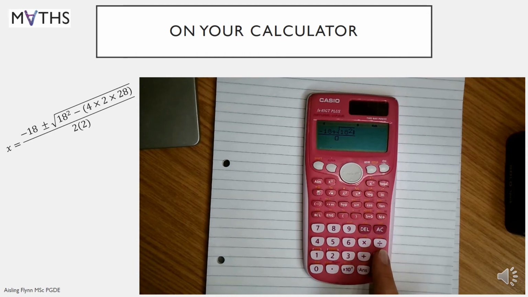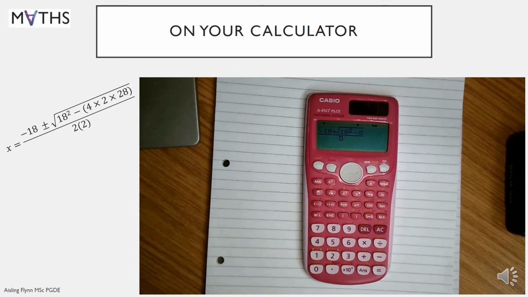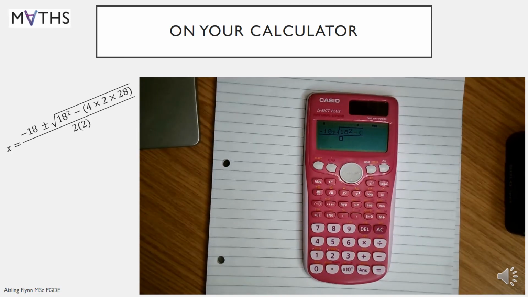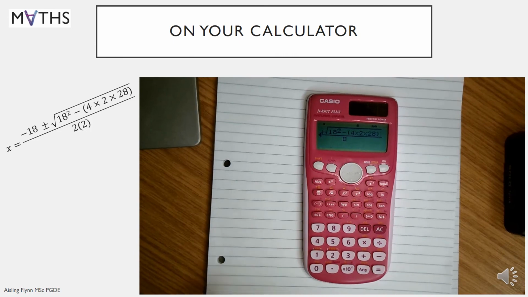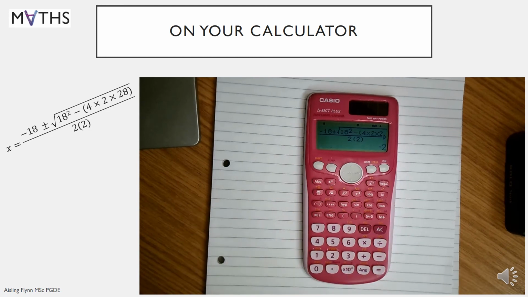Okay, subtract. Now sometimes we have a negative number involved in the subtraction, so you can just type them all in here. Brackets are not necessary really, but sometimes it helps me to visualize. So 4 times 2 times 28. Then we use our cursor to go below the line, and we've got 2 times 2. Okay, press your equals, and I get my answer straight away.